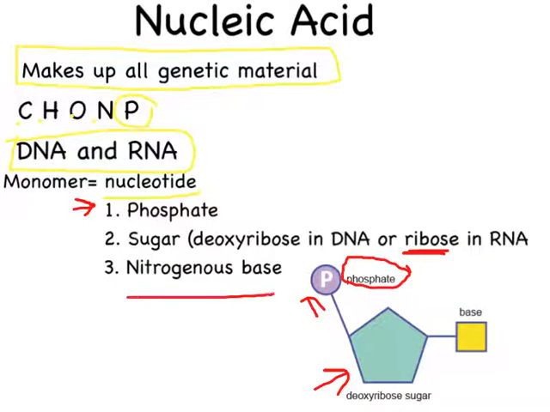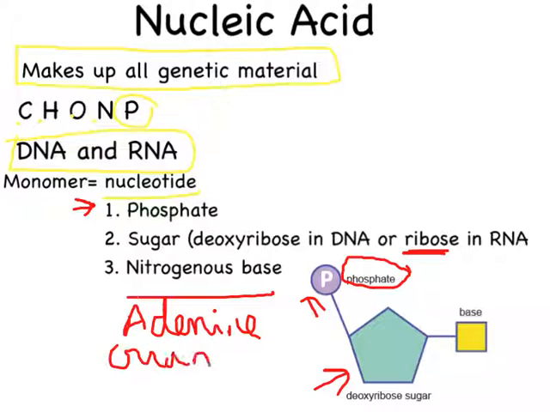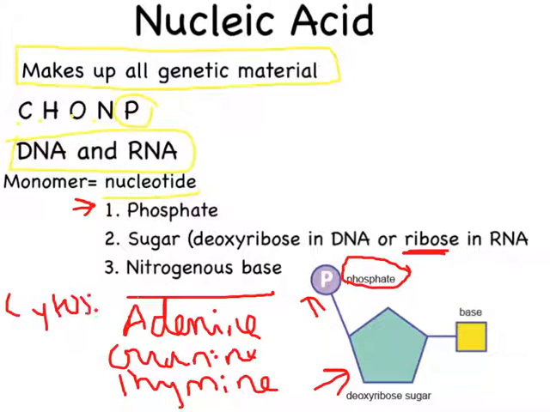And then our nitrogenous base, which can be either adenine, guanine, thymine, cytosine, and uracil if it's in RNA. Those come off the side, kind of like a sidewalk. All right, so these are the 3 parts of our nucleic acid, and you should be able to recognize a nucleotide and know that it is a monomer of a nucleic acid.